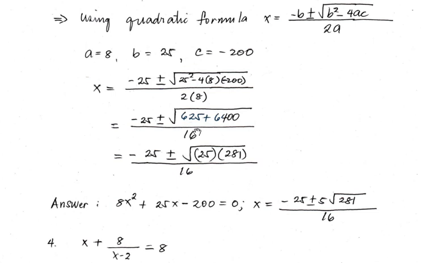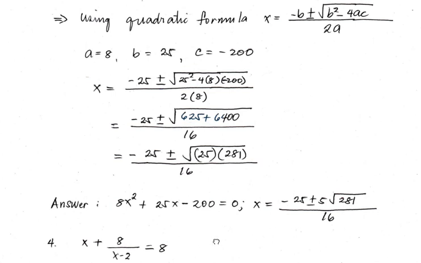And this is equal to 625 plus 6,400 all over 16. So to simplify, we have negative 25 plus or minus 5, because this will be square root of 25 times square root of 281. So square root of 25 is 5. Then what is left inside the square root is 281 all over 16.